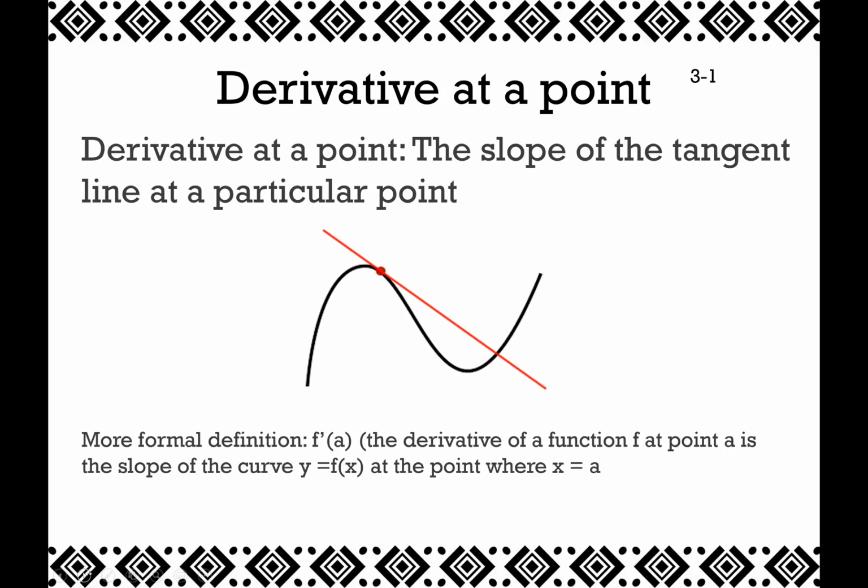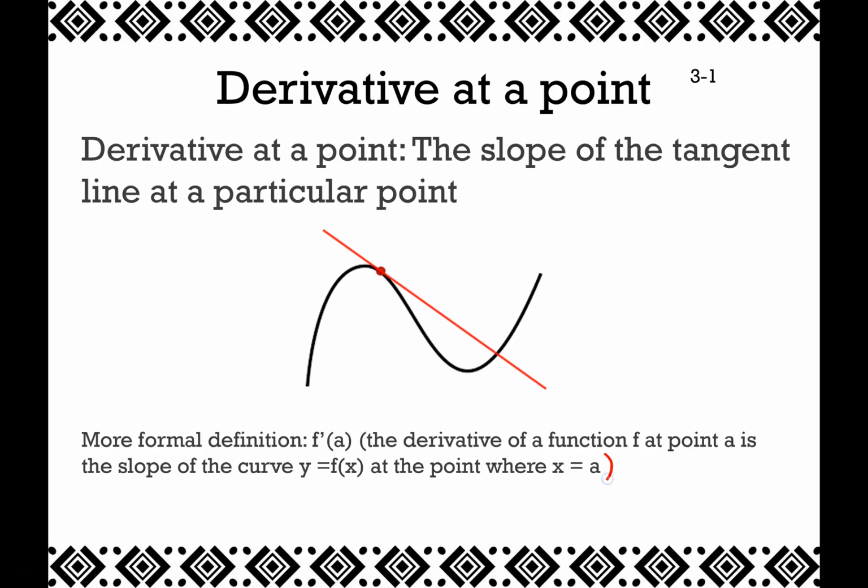All right, so here's some answers. The derivative at a point is the slope of the tangent line at that particular point. A more formal definition is f prime of a, which is the derivative of a function f at point a, is the slope of the curve y equals f of x at the point where x equals a.